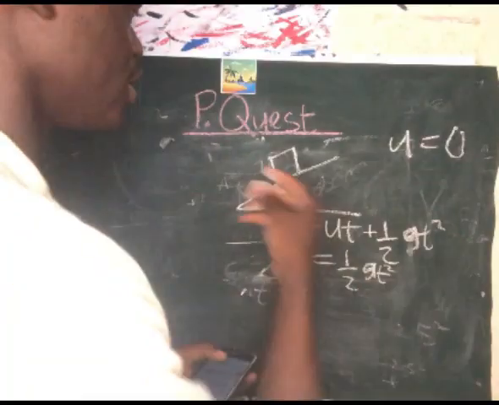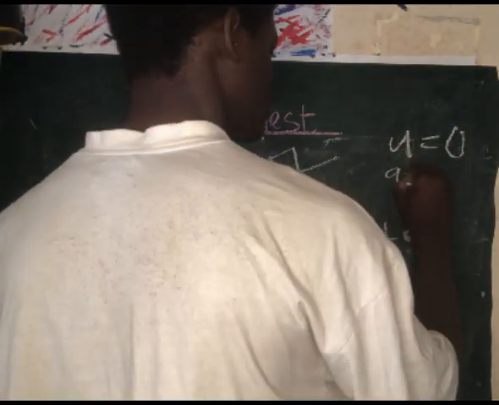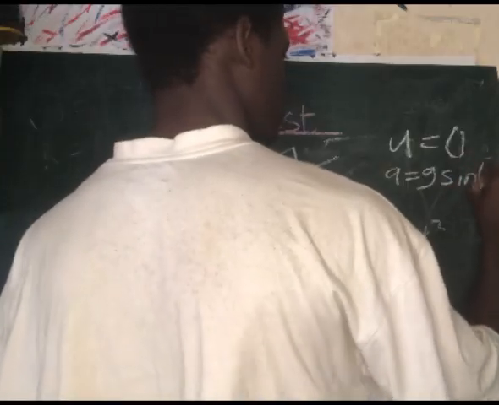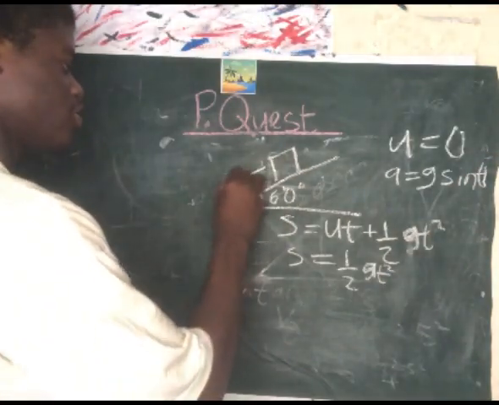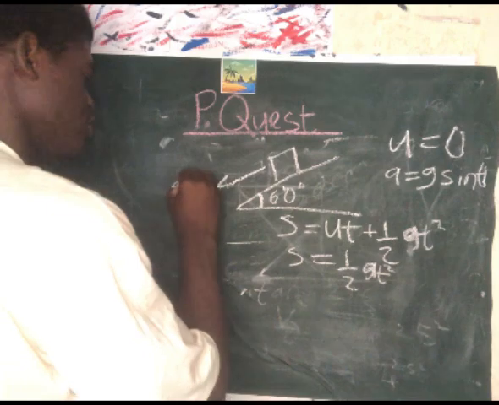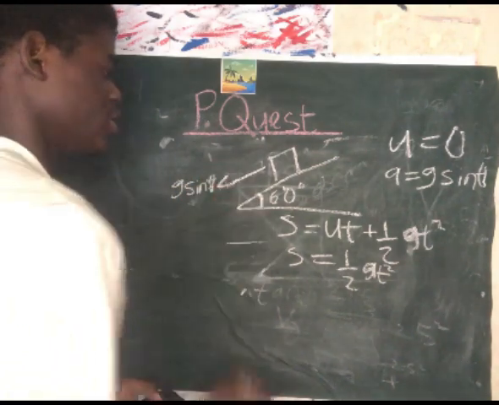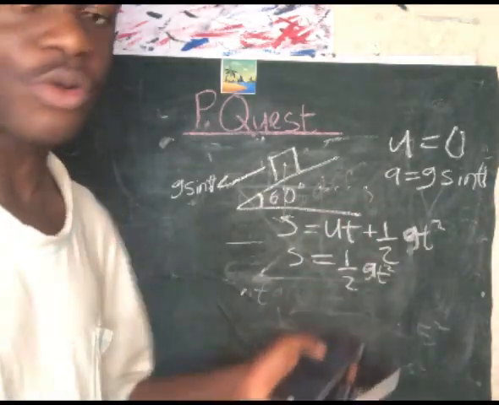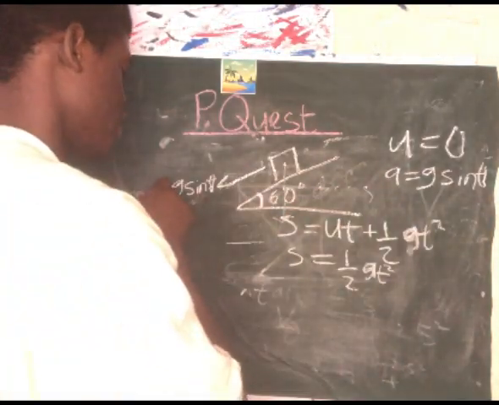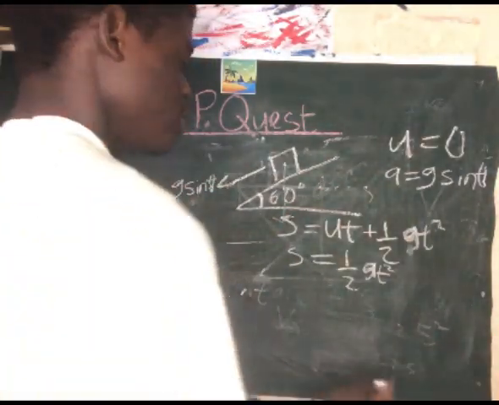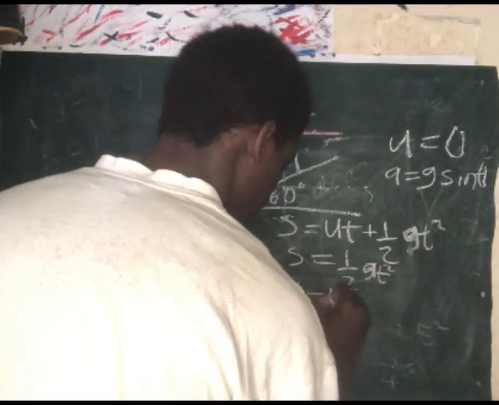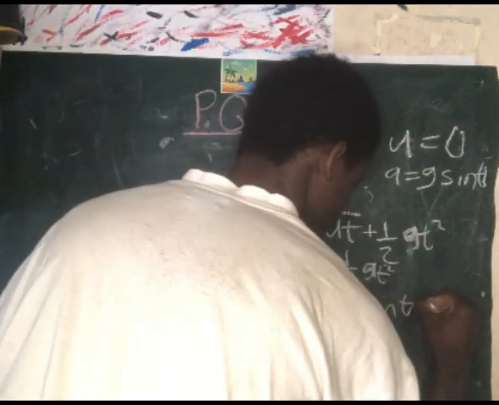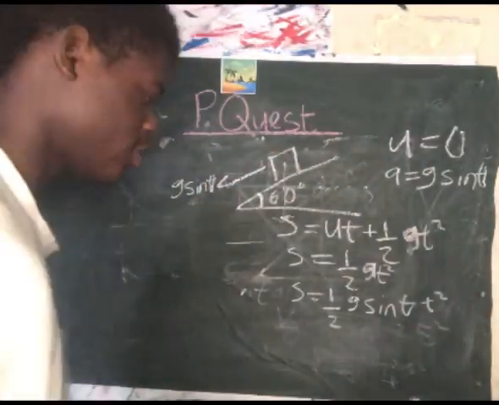But looking at this scenario, our acceleration is g sine theta. Our acceleration is g sine theta because it's moving in this direction. If I consider going straight down, that will be g cos theta, but we are not worried about that. So if it's moving like this, acceleration will be g sine theta. So that will be s is equal to half g sine theta t squared. I'll just plug in the values and get an answer.